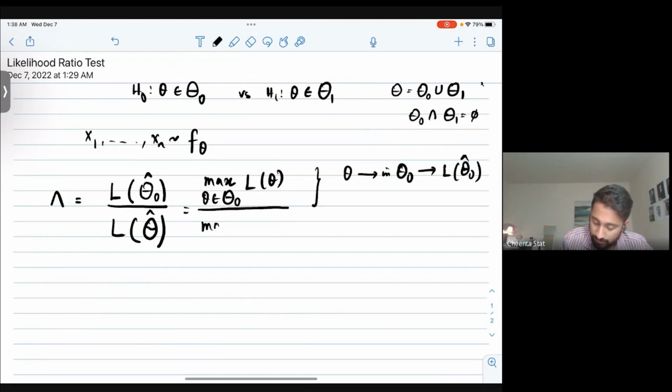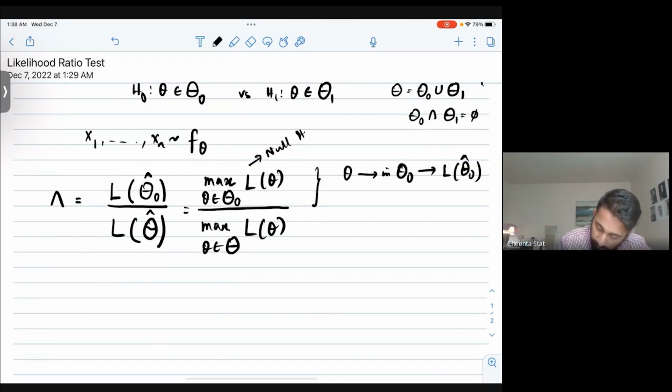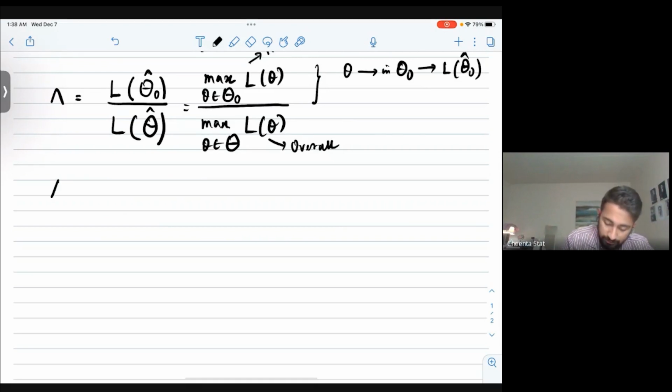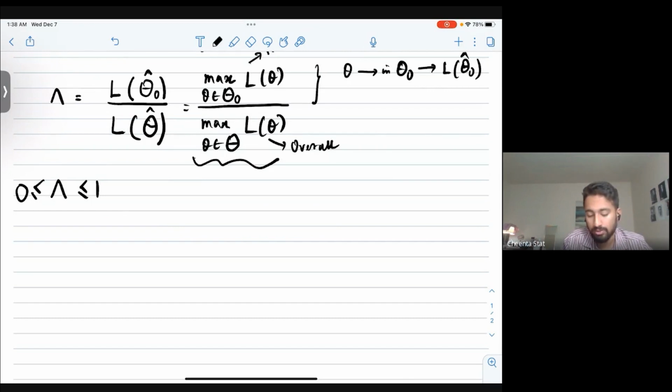The likelihood hat means the max over theta belonging to Theta. So this is the overall, and this is only the null hypothesis. Now understand, of course, this is less than or equal to 1, because the denominator is the maximum. This is an exercise, just verify this. And it is greater than or equal to 0 because it's a ratio of probabilities.